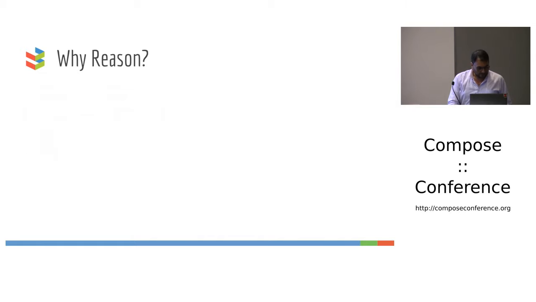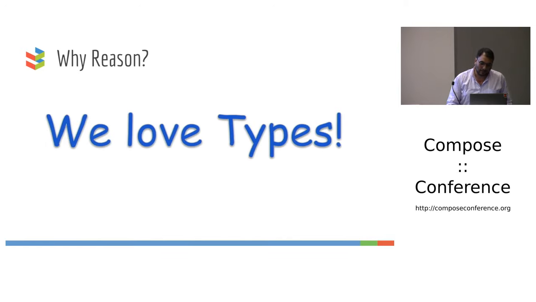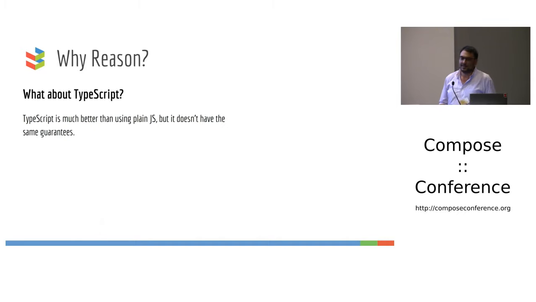So, why Reason? Basically, we love types, right? Who doesn't? We realized that all the bug fixes and the new features were costing less, you know, back in the front end, right? So we realized that the types are doing that. So we want the types in the front end too. So if we love types, why not TypeScript? Right? We are moving from JavaScript to something similar. Why not TypeScript?